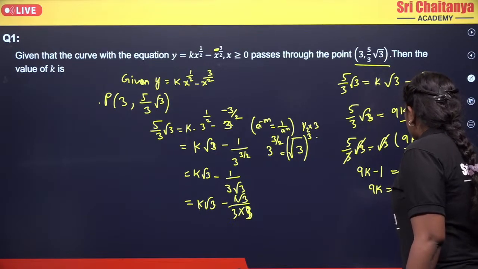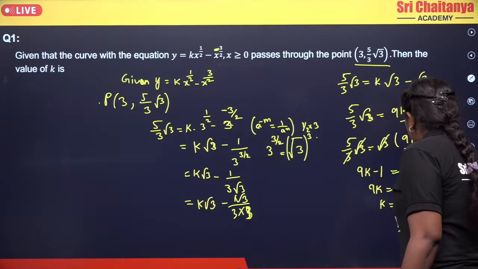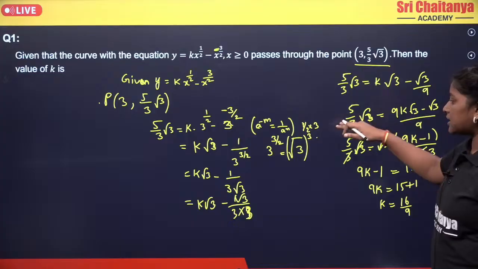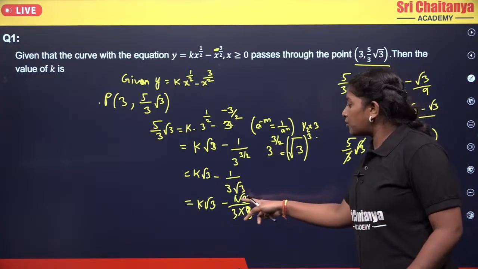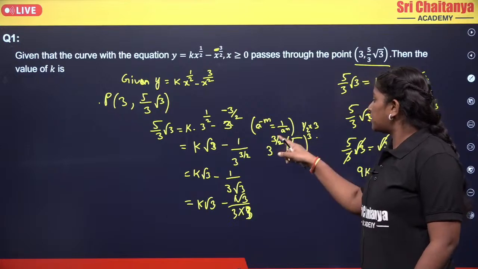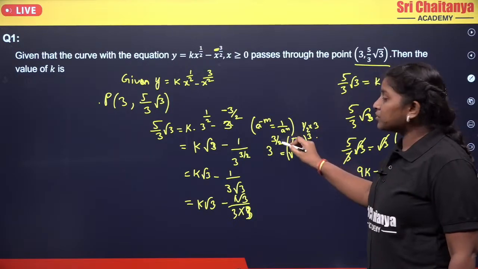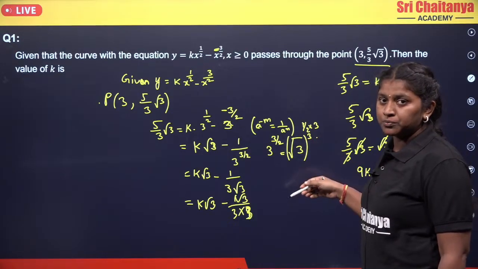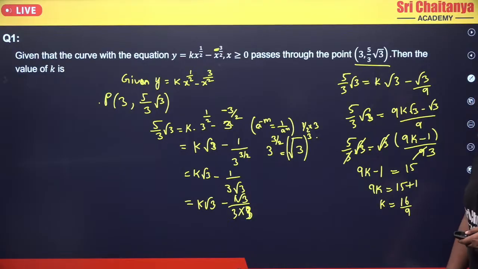So 9k equals 15 plus 1, which is nothing but 16. So the k value will become 16 by 9. Okay, so this is how we are going to solve. It is nothing but a simple application of the law of indices, where we convert 3 to the power 3 by 2 as the square root of 3. Why? Because if you separate it, you will get a half into 3. So that becomes 3 by 2, right? So now we got the k value as 16 by 9.